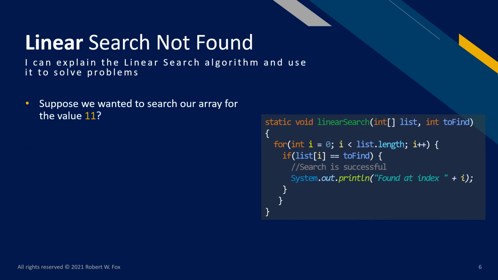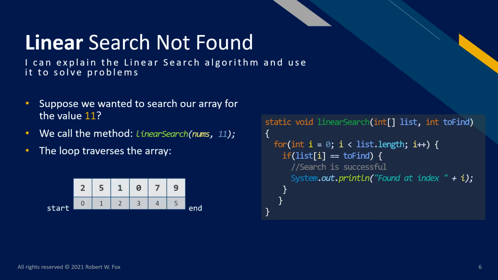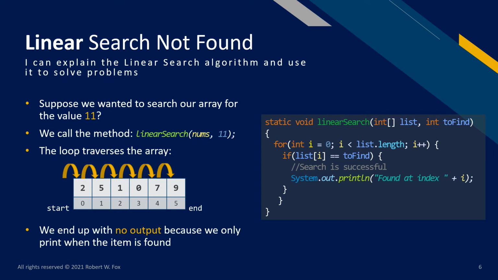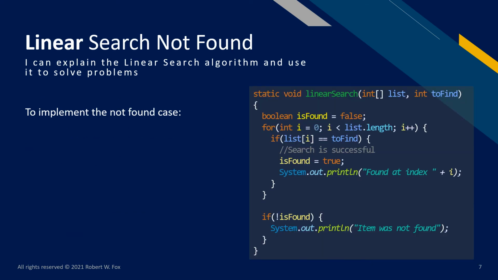Let's try this again, but searching for the value 11. So we call the method linearSearch(nums, 11), and the loop in the method would traverse the array looking for that 11, but you'll notice that there is no 11 in the array, and so it's never found, and because of that we end up with no output because we only print when the item is found. So we need a way to deal with this because it would be very helpful to know that the item wasn't found. Let's look at how to implement the not found case.